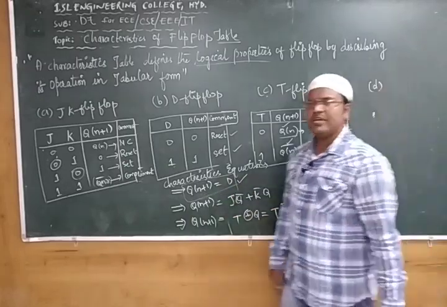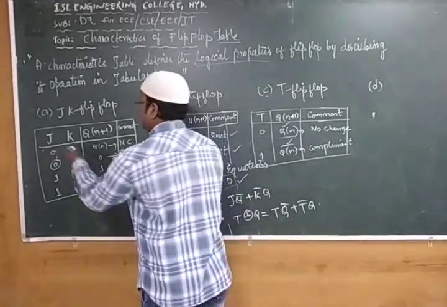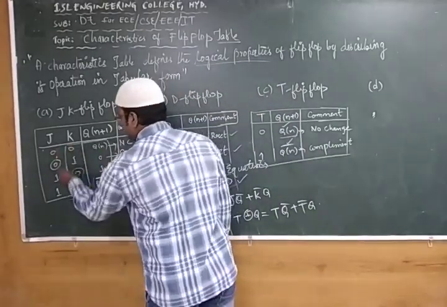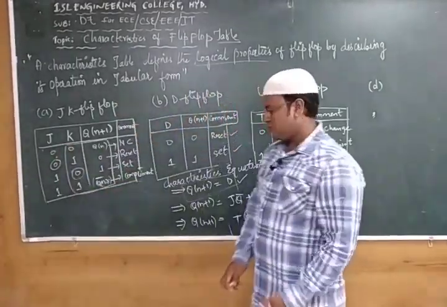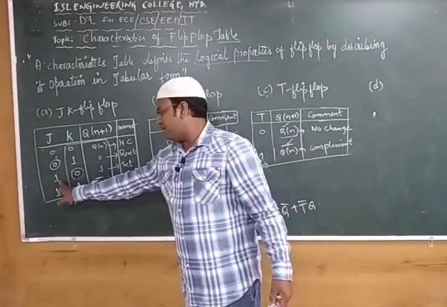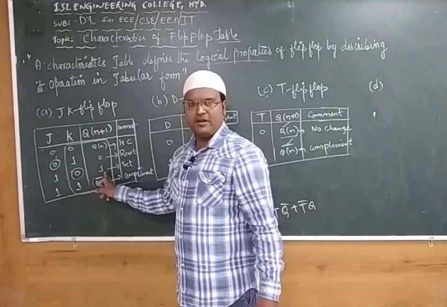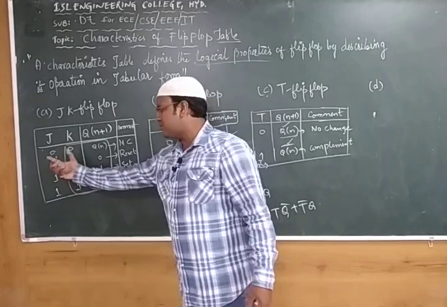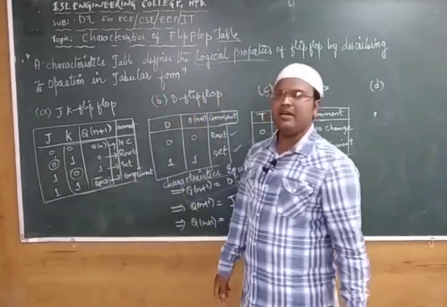Next one, JK flip-flop. In JK flip-flop, I am considering these two columns, right? So see, first is J and Q bar. If J is there and the value of Q is 1, that means by using the J and K values, I am going to decide the factor.